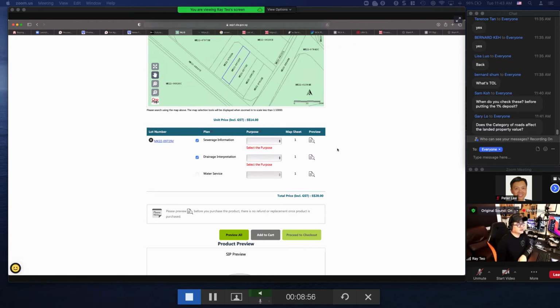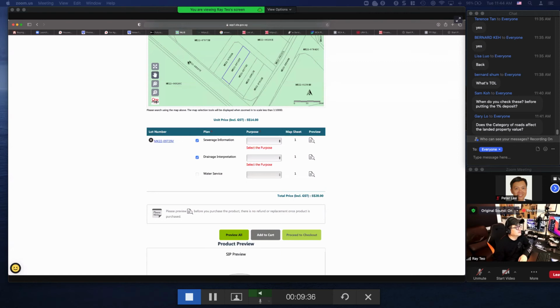Does the category of roads affect the landed property value? If it's Cat 3, 4, 5, no. Category 3, 4, 5 does not affect much. But if it's Category 2, no landed properties is fronting Category 1 road. Fronting, I say fronting. What is Category 1? Category 1 is expressway, ECP, PIE. Category 2 is like Tampines Road, Serangoon Road, main arterial road. Then all the small roads like this are Category 3 to 5.